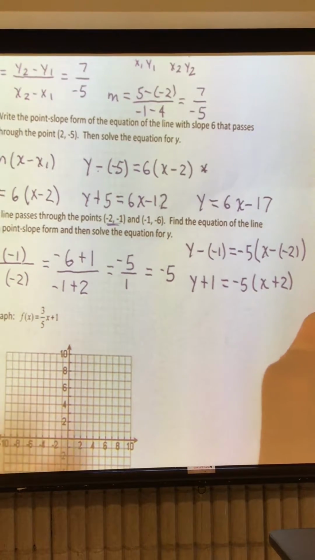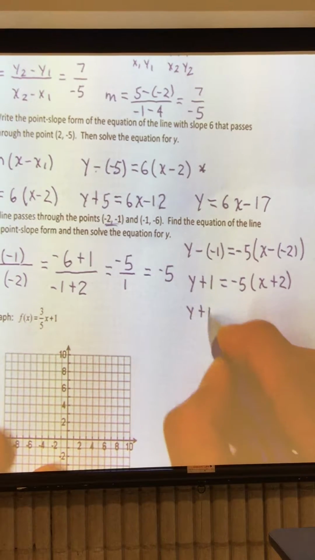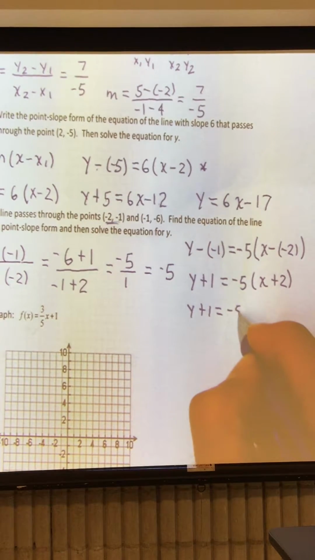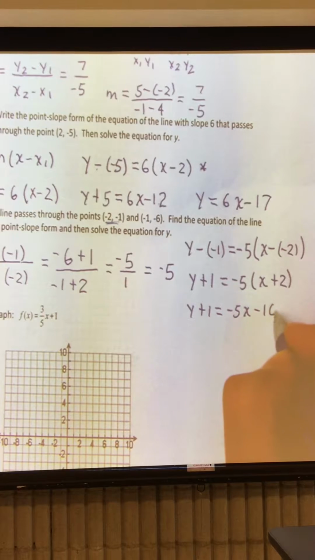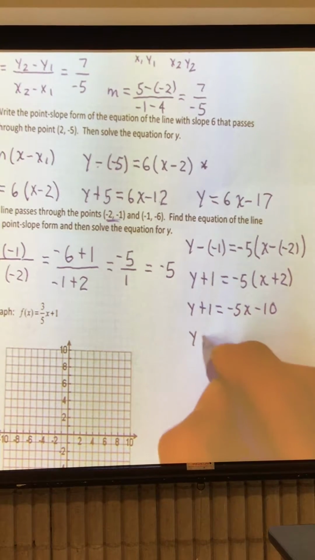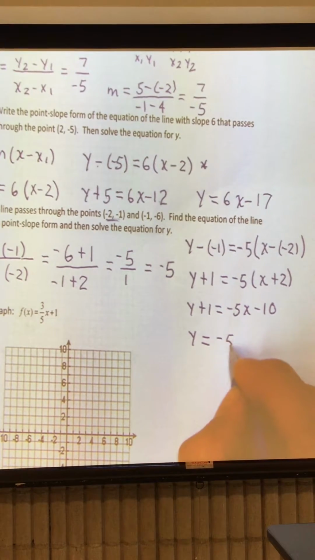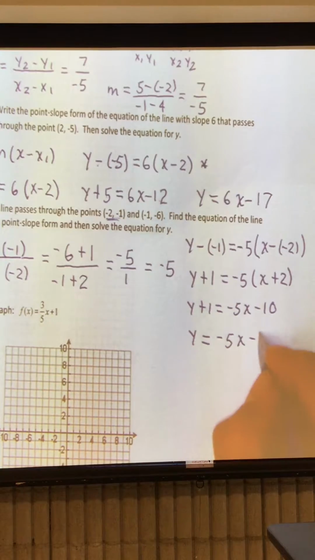And then, as before, we'll distribute the -5 through the parentheses, giving us -5x minus 10. And then we'll simply subtract 1 from both sides, giving us our final answer in slope-intercept form, negative 5x minus 11.